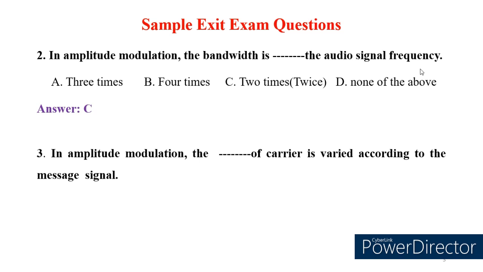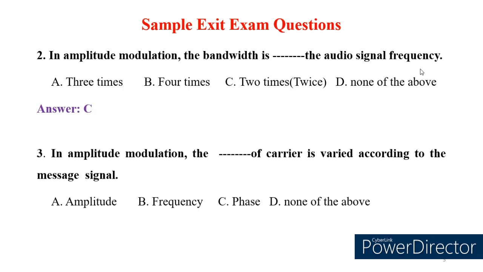Question number 3. In amplitude modulation, the blank of the carrier is varied according to the message signal. A. Amplitude. B. Frequency. C. Phase. D. None of the above. In amplitude modulation, the amplitude of the carrier is varied or changed according to the message signal, whereas in frequency modulation, the frequency of the carrier signal is changed according to the message signal or the information being sent. And also in phase modulation, the phase of the carrier signal is varied or changed according to the message signal.